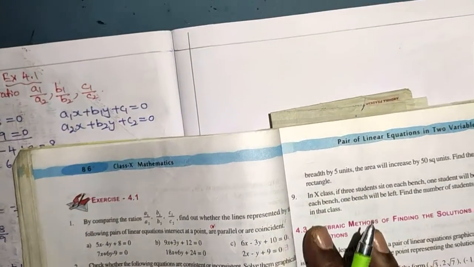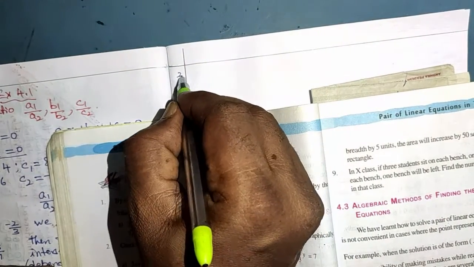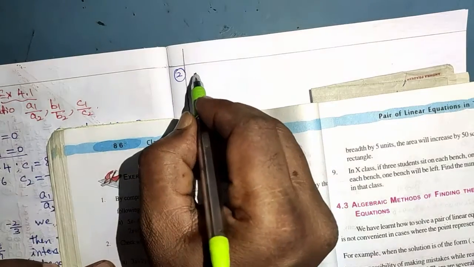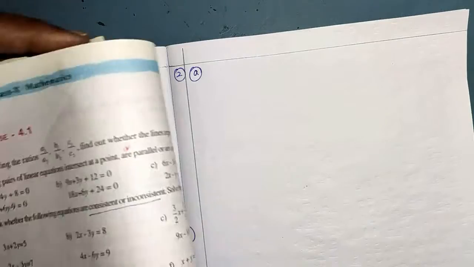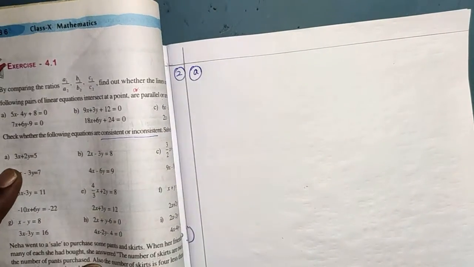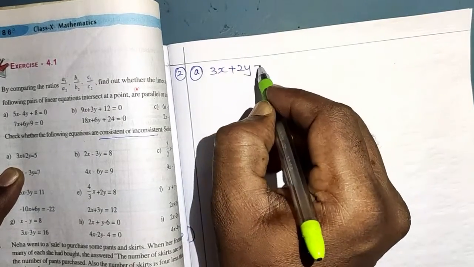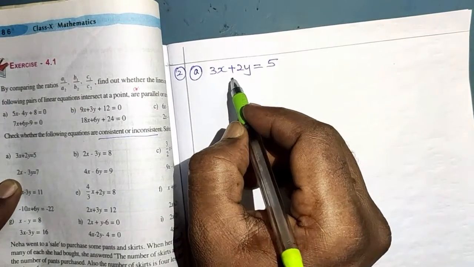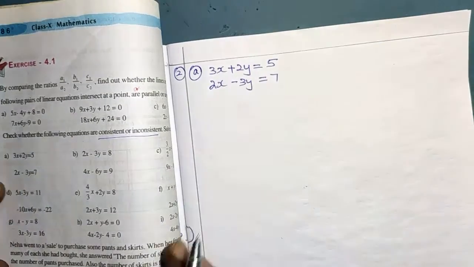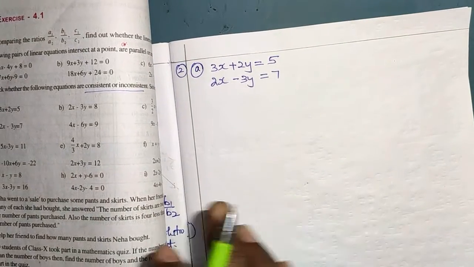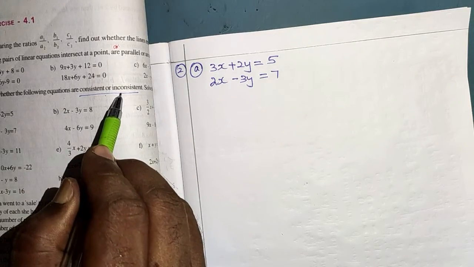So what is the question here? Second A question. It is 3x plus 2y is equal to 5. Next one is 2x minus 3y is equal to 7. Now how to solve this? First, what he has told: check whether the equations are consistent or inconsistent.